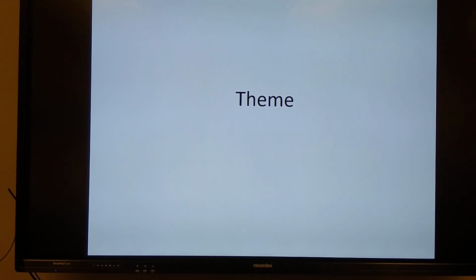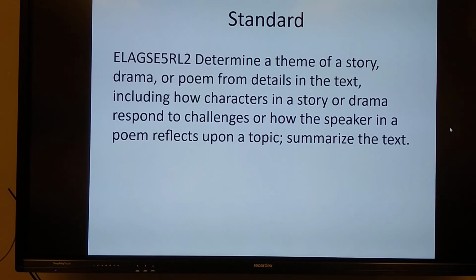All right, little fifth graders, it is time to learn about theme. You may or may not have already learned about theme in previous grades, but you definitely need to know about it in fifth grade. So let's begin. There's our standard.